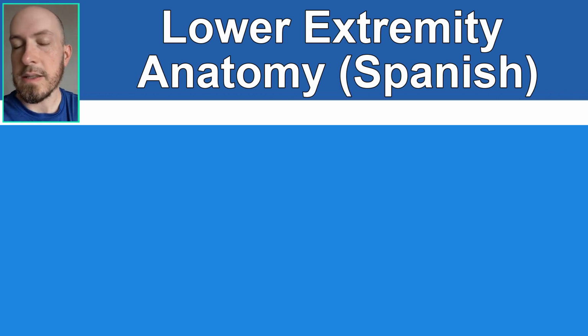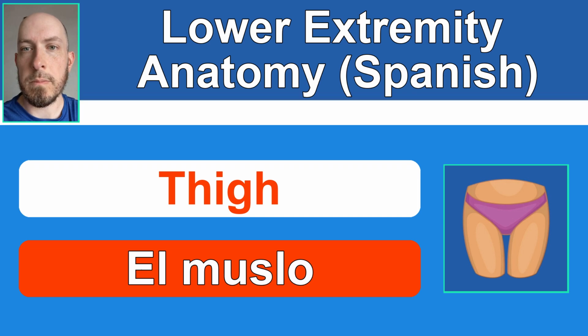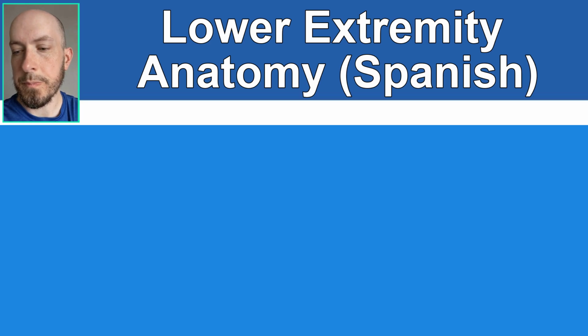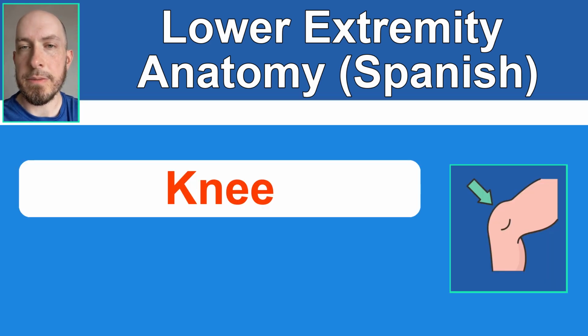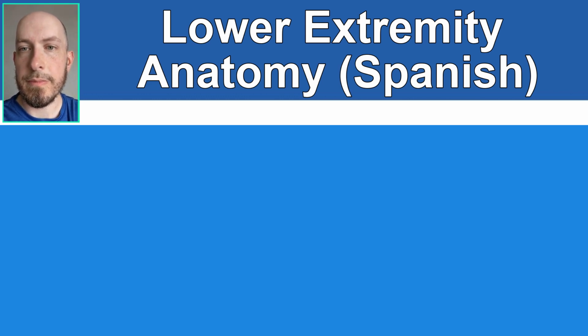All right, next is thigh. How do you say thigh in Spanish? El muslo. El muslo. Knee. La rodilla. La rodilla. Notice the second time I kind of trilled that R. Normally you do trill the R at the beginning of a word in Spanish, but optional if you're still working on that. All right, next is kneecap.